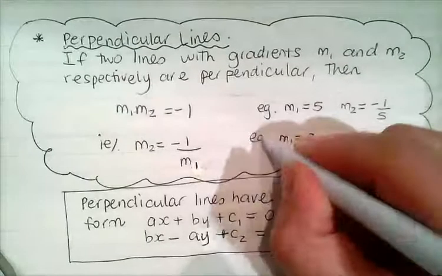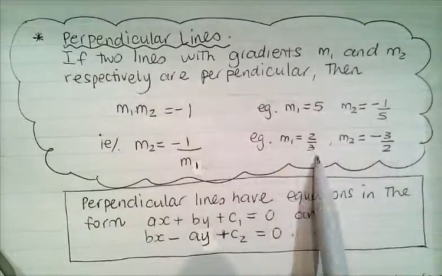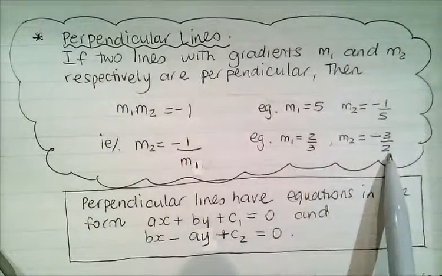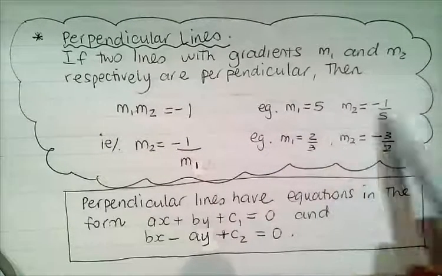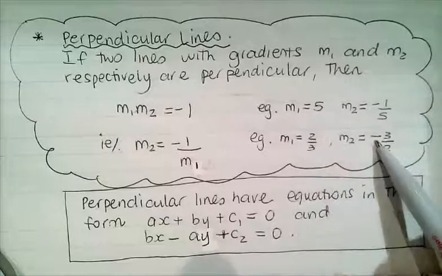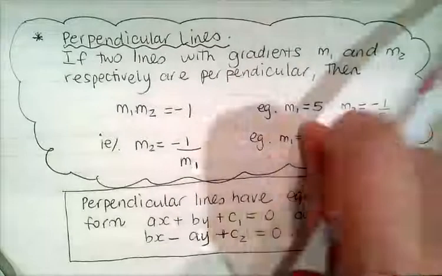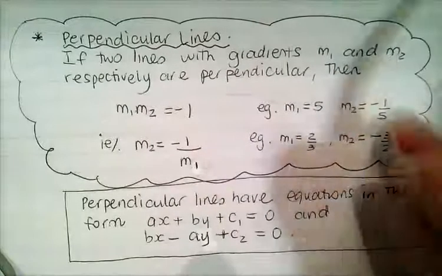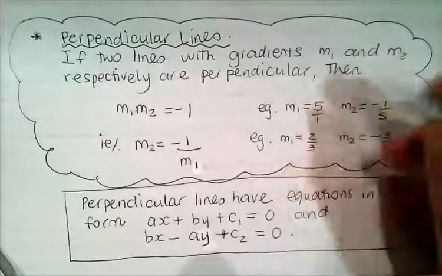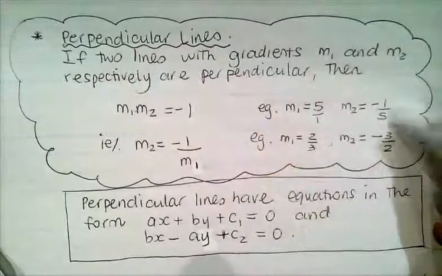So that's just some examples of, if you know the gradient of one line, how to find the gradient of the line perpendicular to it. You just do the negative of it. If this one's positive, this will be negative, and then you just flip the fraction here. This fraction you can think of as 5 over 1, so you flip that and it becomes -1/5.